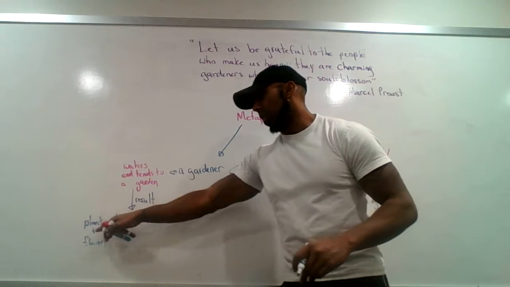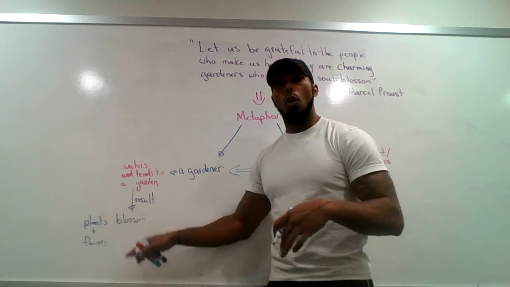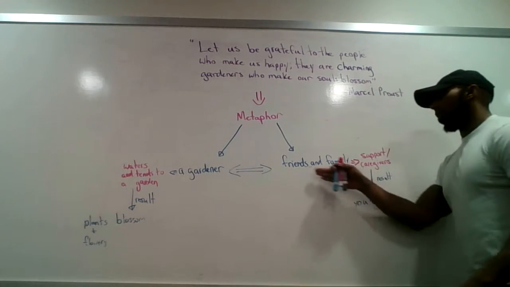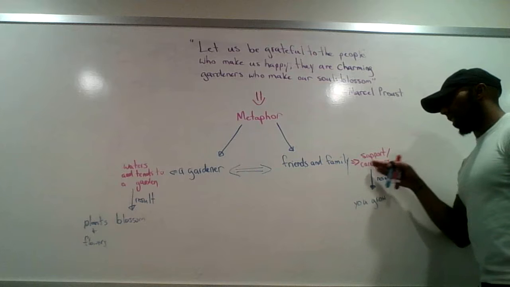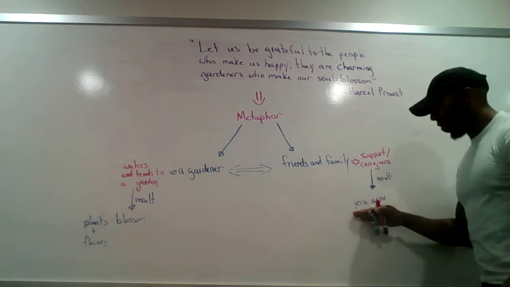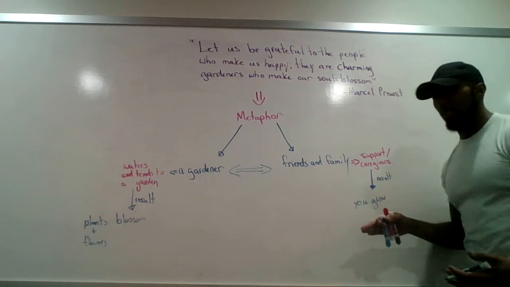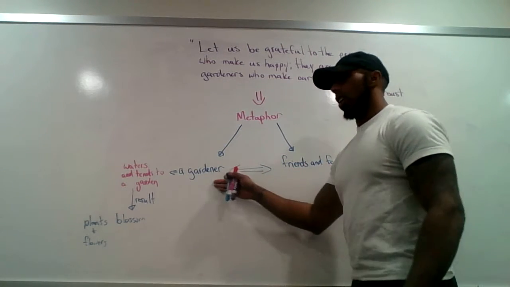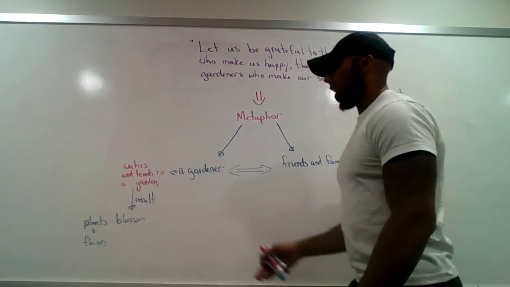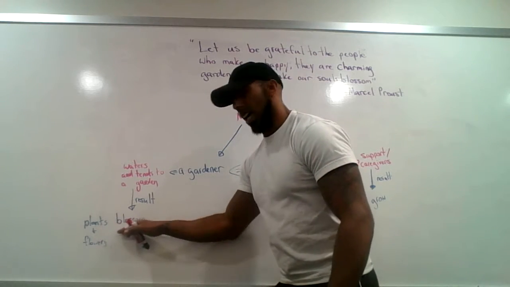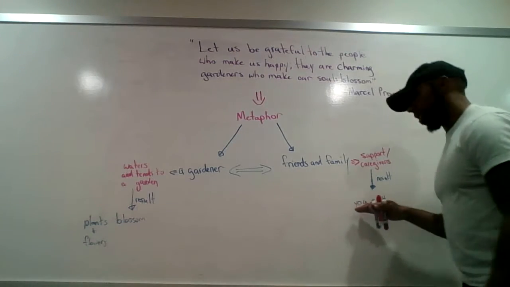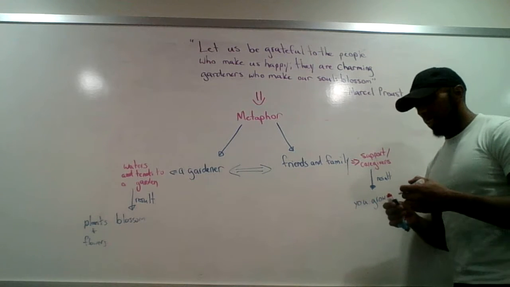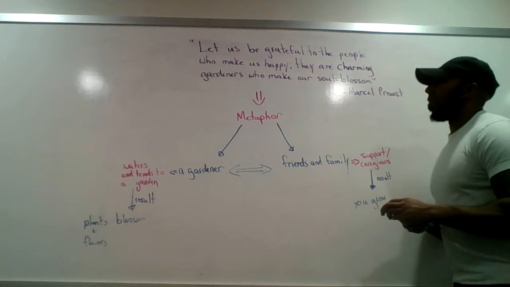In the same way that a gardener tends to and waters his plants, and the result of him doing that is plants and flowers blossoming or growing, it's the same way in which friends and family offer you support and take care of you. The result of that is you growing as a person. So we're also drawing a parallel between a gardener and your friends and family, as well as plants and flowers blossoming and you as a person growing or blossoming as well. So that's basically what a metaphor is.